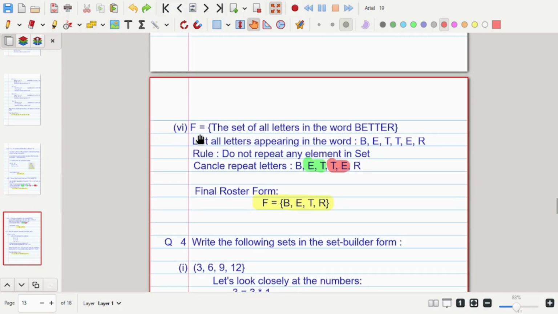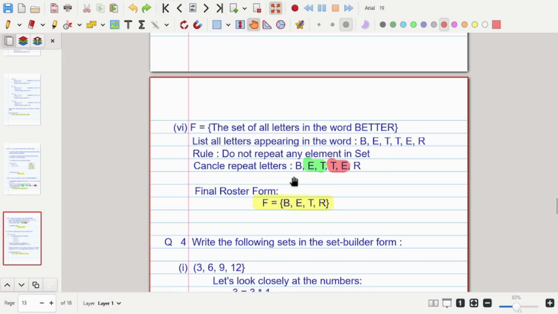6. F is the set of all letters in the word better. List all the letters appearing in the word better. So B, E, T, T, E, R. The rule states that we do not repeat any element in the set.